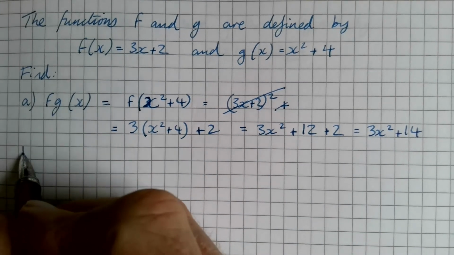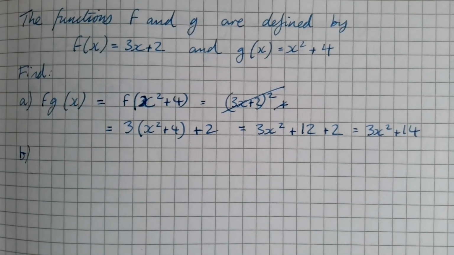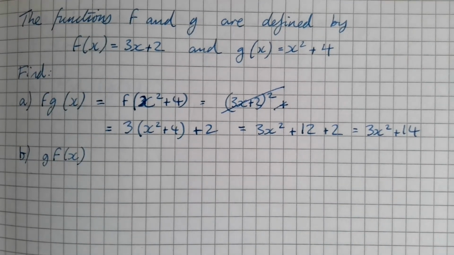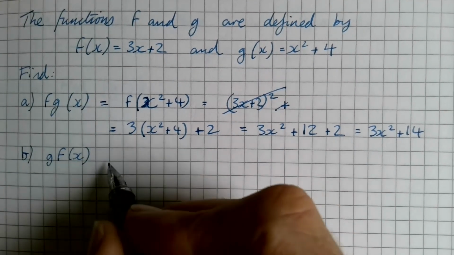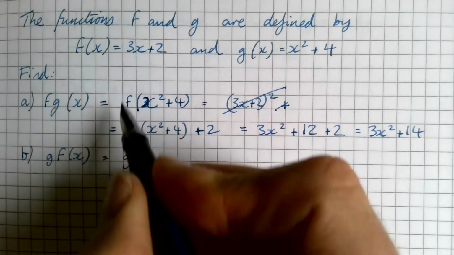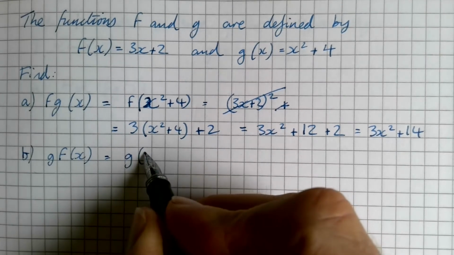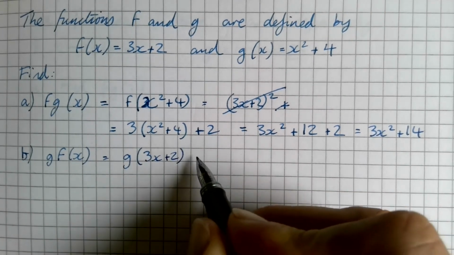Right, the second one we're going to have a little go at is what happens if we reverse the order that we do it in. So this time I'm going to put f into g. So f is 3x plus 2. I'm going to put that into g.